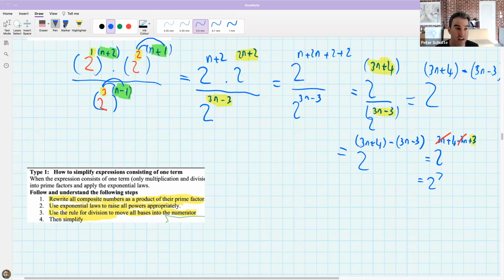What we could have done is, if we moved the stuff from the bottom to the top, we could also have changed it to negative 3n plus 3. If you take it from the bottom and bring it to the top, the power would go to negative 3n plus 3. That's another technique which I will talk about in the next lesson. That would also give you the same result. Okay.